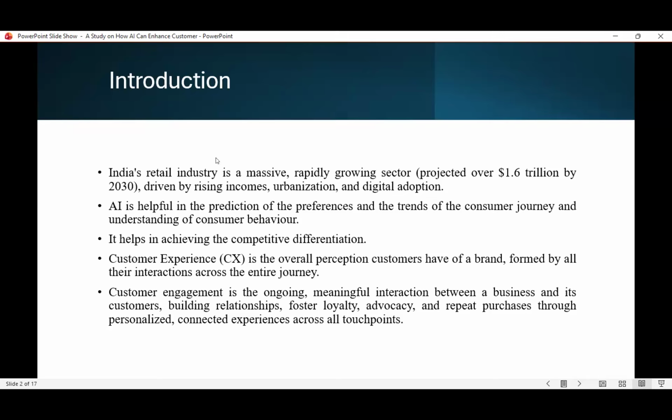Now, coming to the Indian retail industry, it is massive and it is mostly driven by rising incomes, urbanization, and digital adoption. When we talk about digital adoption, it is not only about adopting new technology or software. Now we are in the era of AI, which is everywhere, be it in the education sector, the healthcare sector or the IT sector. Likewise, when we talk about consumer purchase behavior, AI is also helpful in different manners.